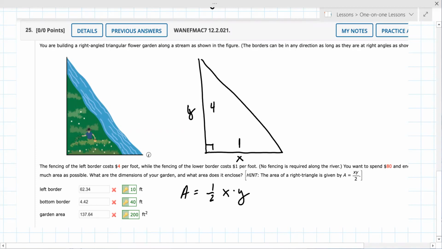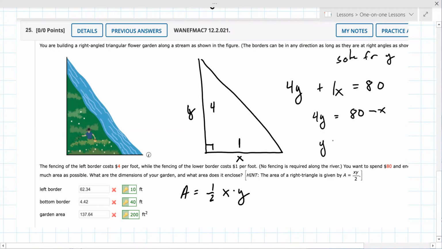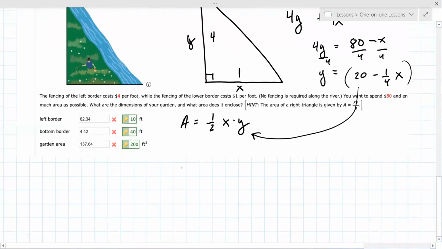So along the left here, it's 4Y plus 1X equals 80. And you generally always solve for Y. So 4Y equals 80 minus X, and Y equals, you're dividing everything by 4 here, 20 minus 1/4 X. We'll just do it that way. So now this gets substituted in here. So A equals 1/2 X times 20 minus 1/4 X.